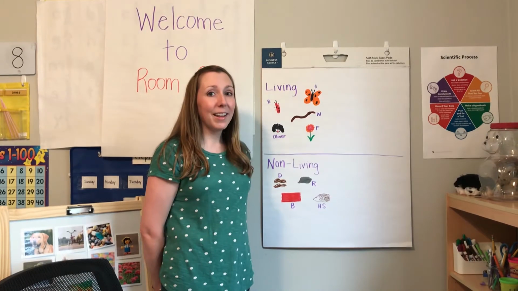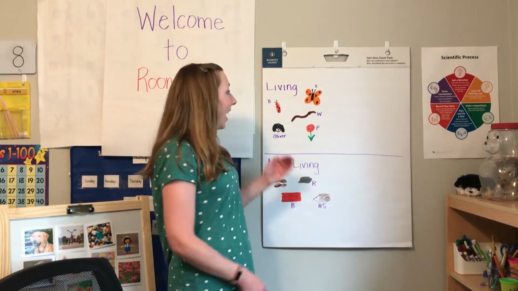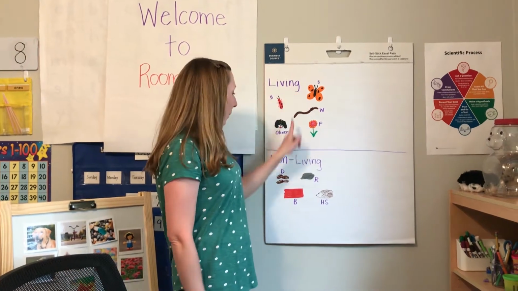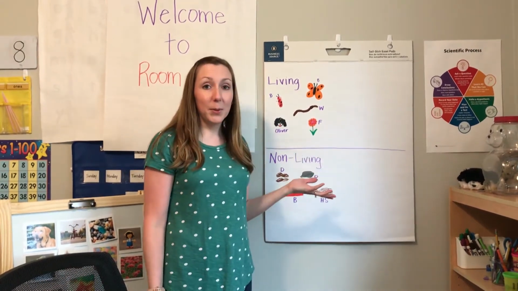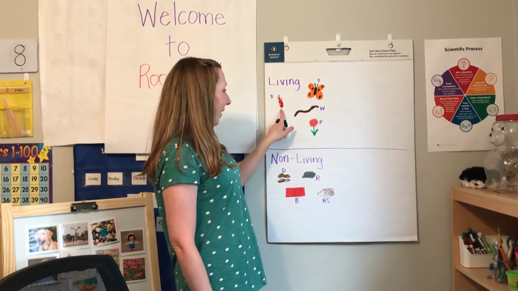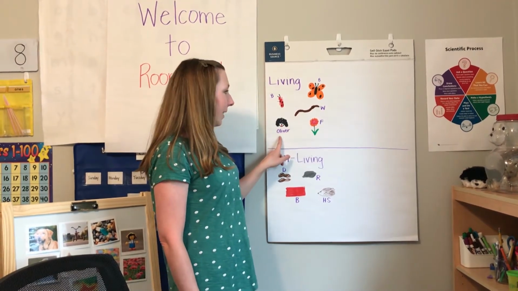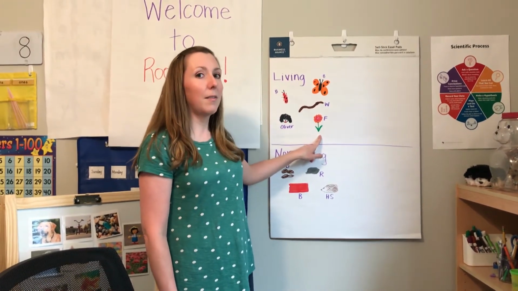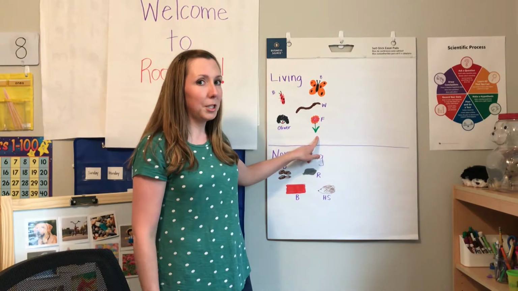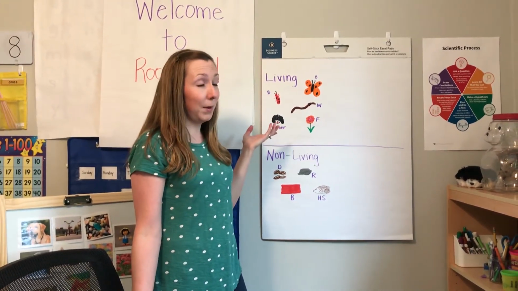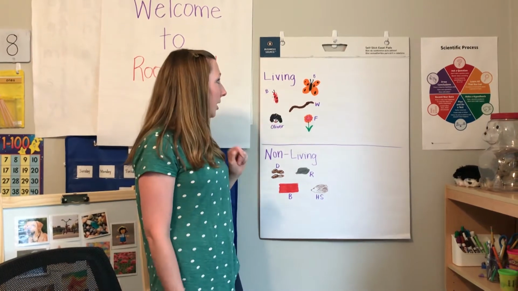All right, now we're back in our classroom, and I have charted some of our thoughts from the garden. So I have living up here and non-living, and I drew some of the things that we saw. So we saw a butterfly, a bug, a worm, my dog Oliver, and I drew a flower because we were pretty sure that flowers were living things, but we still had some questions about them. And I also labeled them, because remember, scientists label their pictures. I just wrote the first letter for each thing.